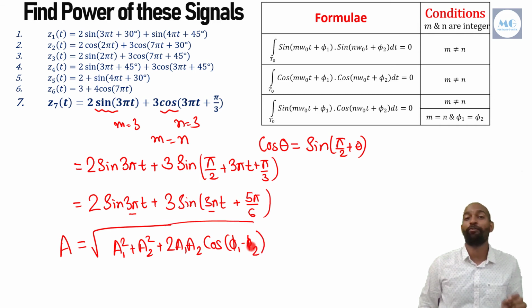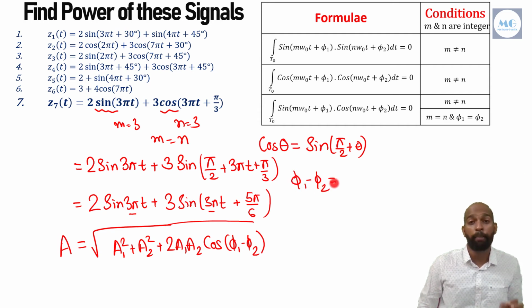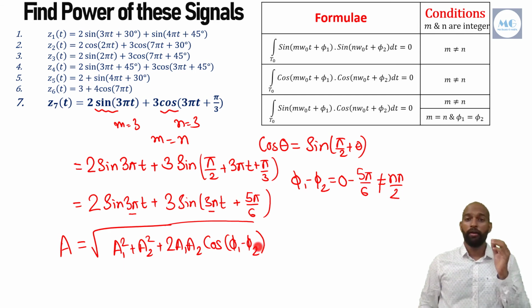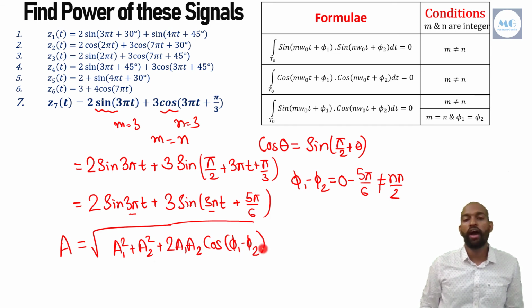But before that, what do we have to check? We have to check whether phi 1 minus phi 2 is n pi by 2 or not. In this case, phi 1 is 0 and phi 2 is 5 pi by 6, which is not equal to n pi by 2. So we can use this formula. So what will be our answer?